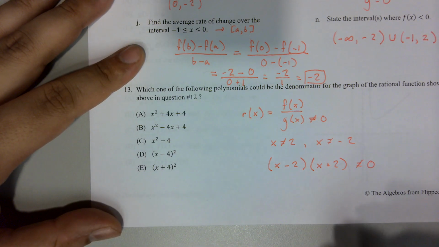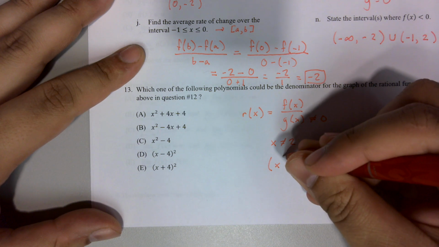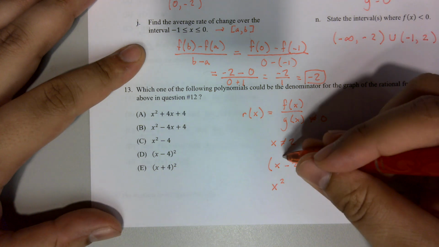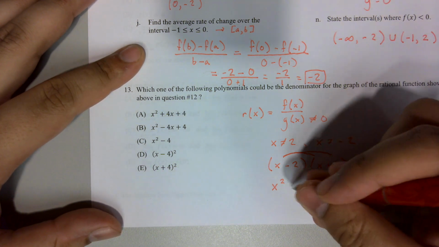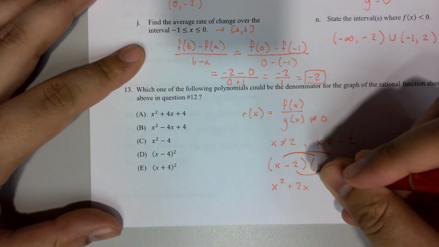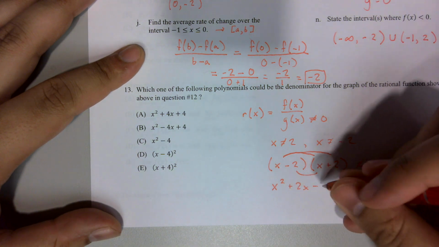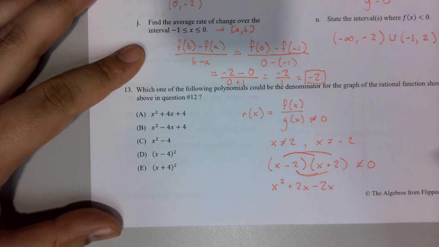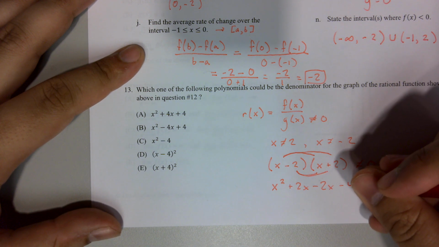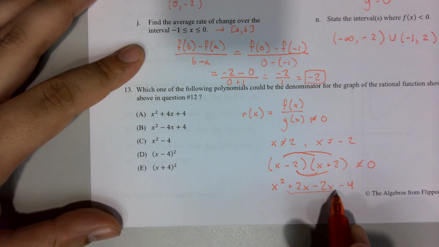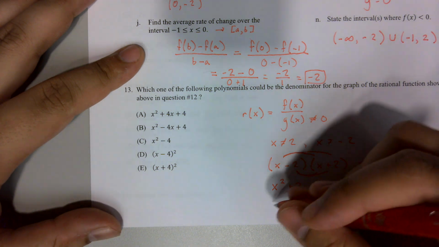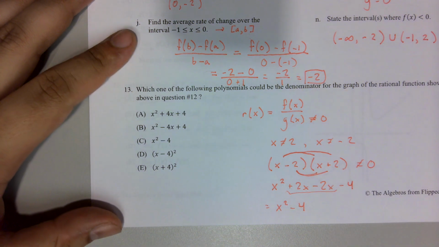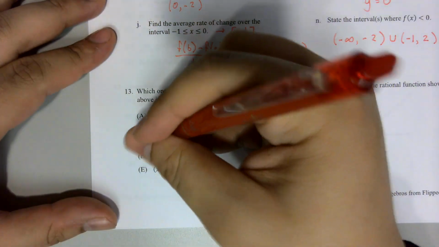And if we multiply these two together, if we FOIL them, we have x times x, which is x squared, x times 2, which is plus 2x, -2 times x, which is minus 2x, and then -2 times +2, which is -4. These two terms here, our linear terms, will cancel out, and all we're left with is x squared minus 4. So, our answer is C.